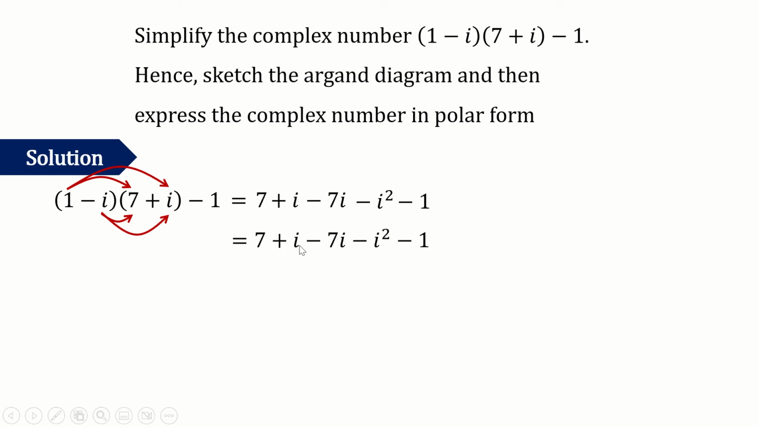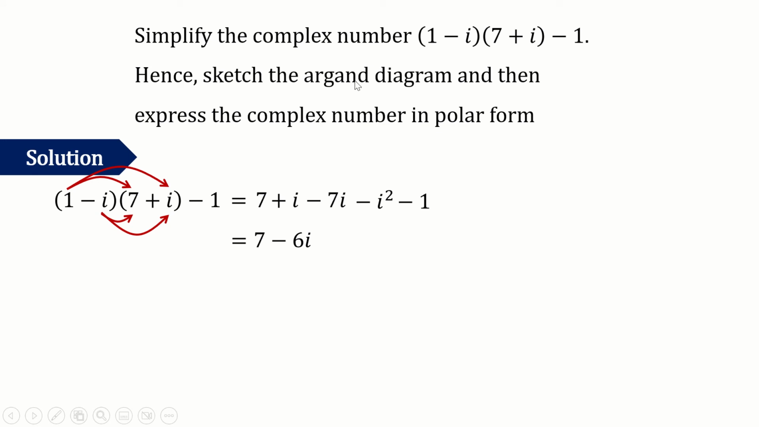So the first one is i minus 7i, which equals negative 6i. And then 7 we minus with 1, so 7 minus 1 is 6. And then i squared is equivalent to negative 1, so negative negative becomes positive. So 6 plus 1 is equal to 7. So we get 7 minus 6i. So we simplify the complex number here and it becomes 7 minus 6i.